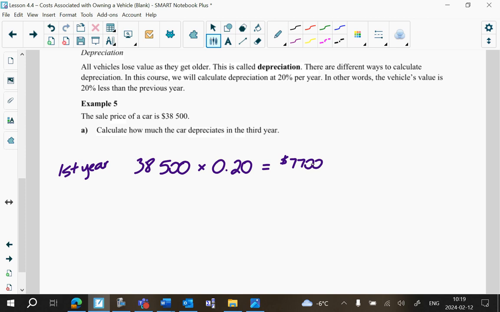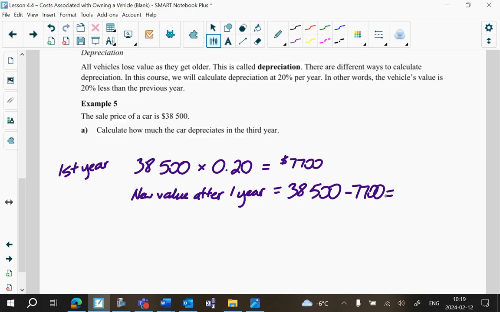Therefore, the new value after 1 year is going to be the original value, 38,500, minus how much it depreciated, 7,700. It's going to be worth 30,800 at the end of the first year that you own it.